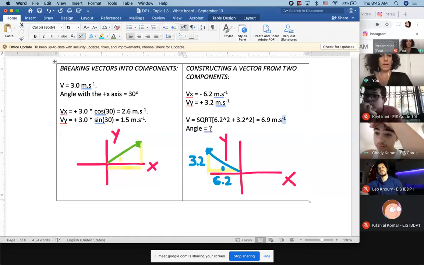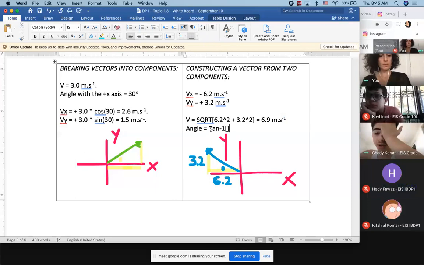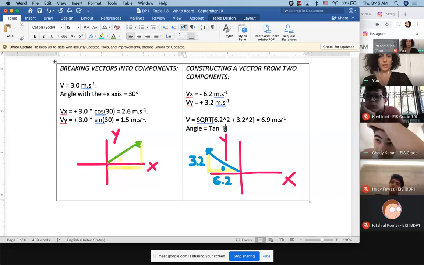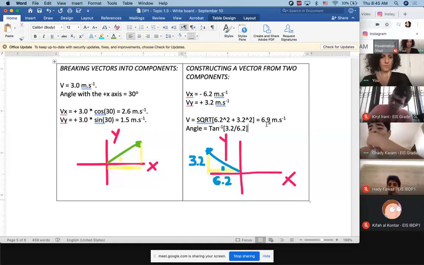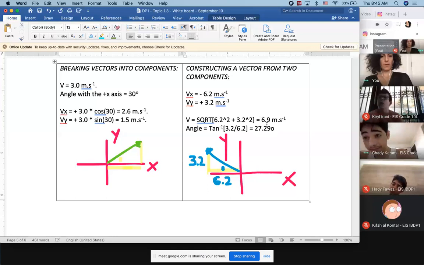And how do you find the angle? Shall I do tan minus 1? In other words, it's shift tan of the opposite over adjacent, which is 3.2 divided by 6.2. So any answer? 29 degrees. Okay. You can say above the negative x-axis.